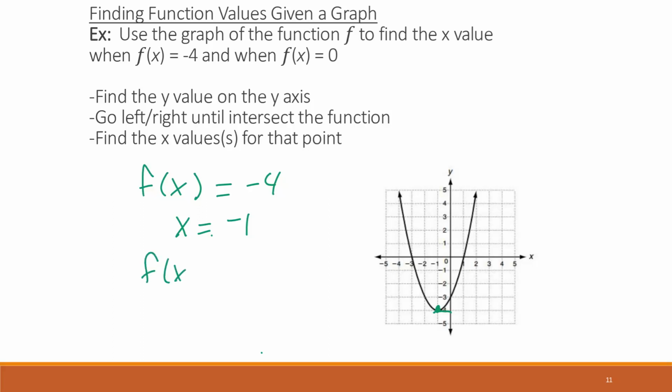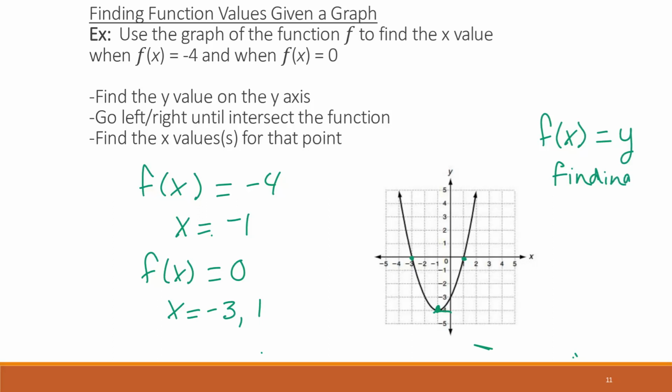For f of x equals 0, same thing, we're going to go to where y is 0 and look at the x values that occur. And we actually have two here. We have x can equal negative 3 and x equals 1. So this is the case where f of x is equal to y and you're finding x.